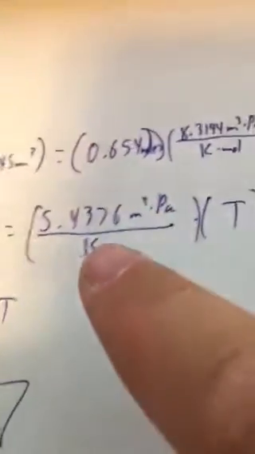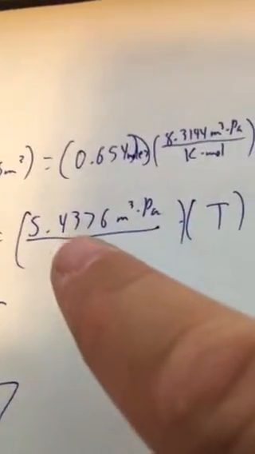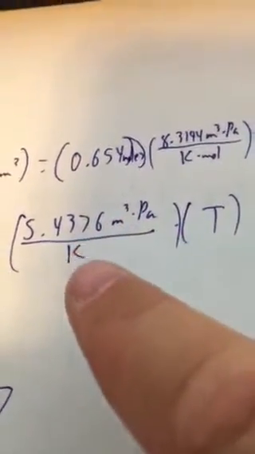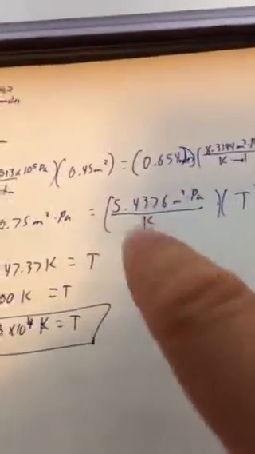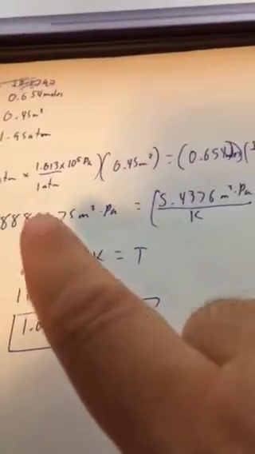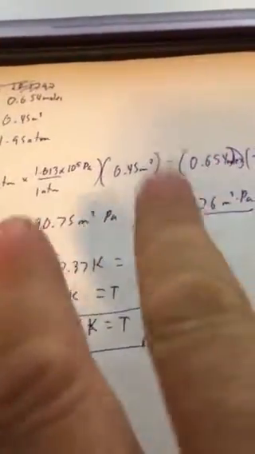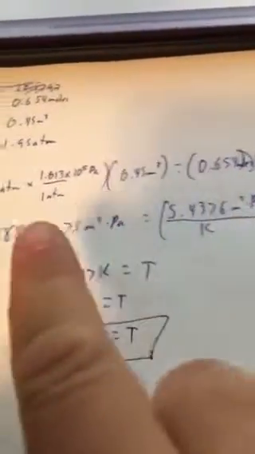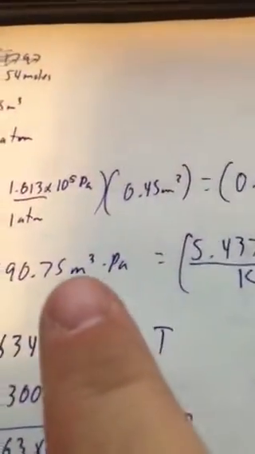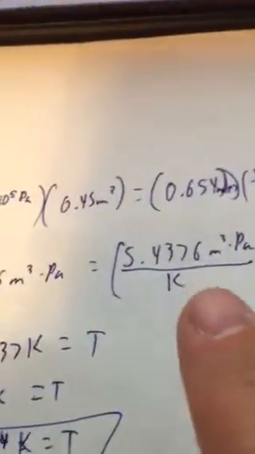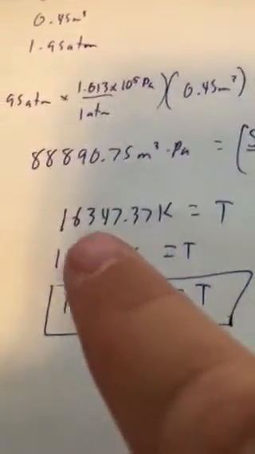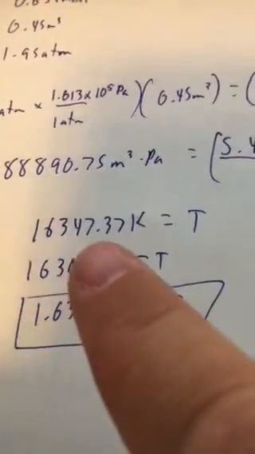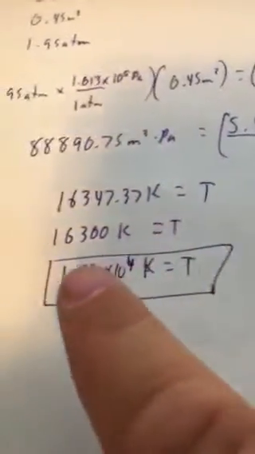If you take the number of moles, times it by this, the moles cancel. That number times that number becomes 5.4376 cubic meter pascals per Kelvin. Same thing here, we just solve for T by taking this number and dividing it from this. Divide both sides by this number, that cancels, and surprise, cubic meter pascals, that cancels, leaving Kelvin on top. You get 16347.37 Kelvin equals T, the remaining value over here, never canceled.